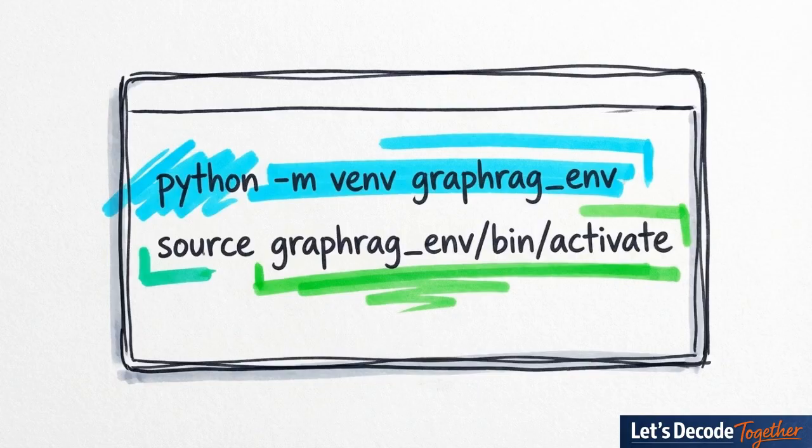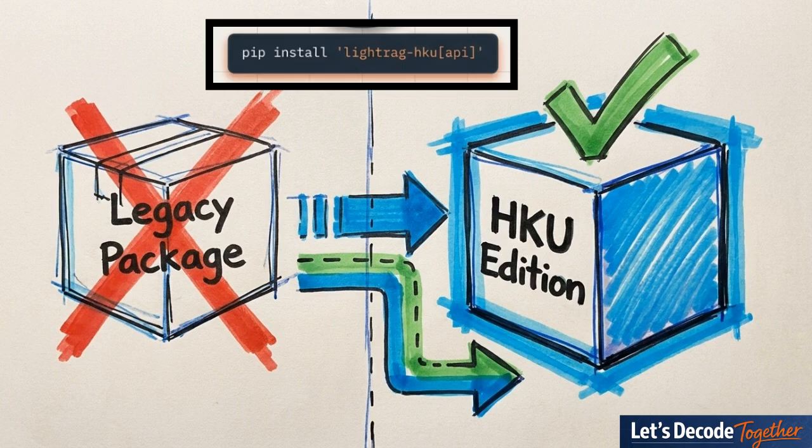Start by opening your terminal. You should create an isolated Python virtual environment to keep these dependencies separate from your other projects. To install the current framework, use the command pip install lightrag-hku[api]. Avoid the legacy lightrag package, which lacks the integrated API server.